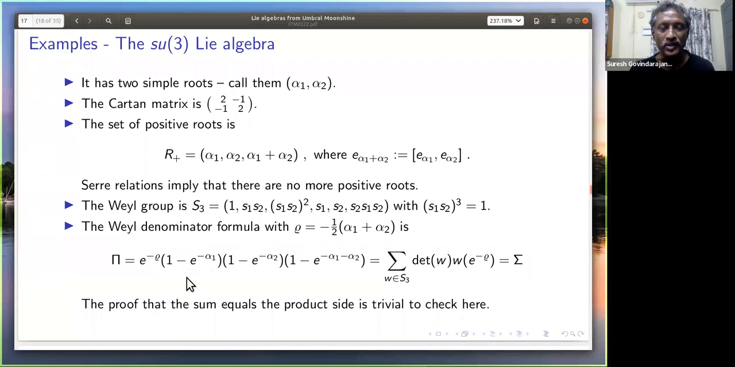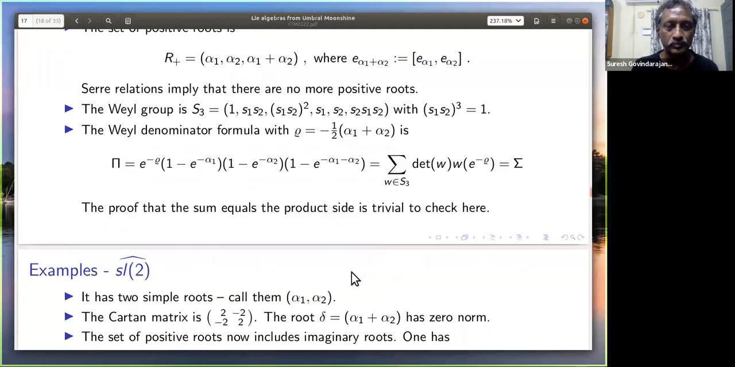So first thing is the product side. It says e to the power minus rho, you take the product over all positive roots. So this is the product side. And the sum side, if you just expand it, how many terms are there here? It's 2 cubed, 8 terms. But here we have only 6 terms. So there must be some cancellation and you will see that happen. Okay, so the sum side works out. So this is a very trivial identity. We just expand it and you should see 2 terms cancel, and the 6 terms come out, associated with all these Weyl group elements. Okay, so it's very simple.